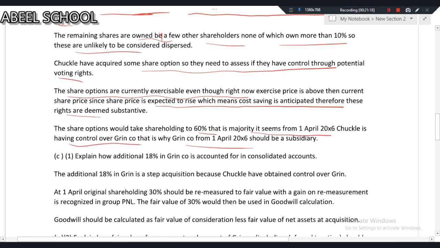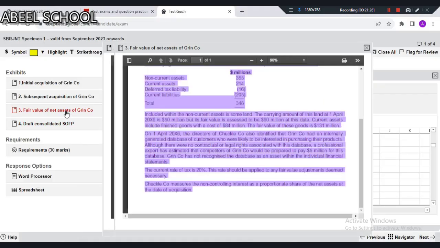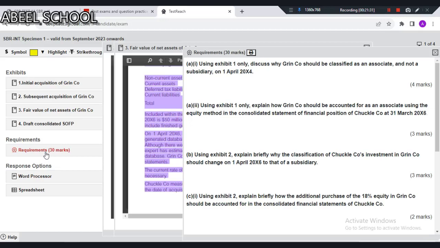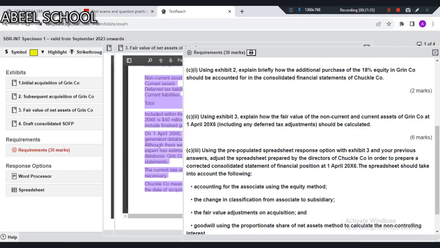Now what will be the accounting? The accounting is very simple. Let me show you the requirement. What will be the accounting now? Requirements. C2. Using Exhibit 3, explain how the fair value of non-current and current assets of Green Company at X6, including any deferred tax adjustment, should be calculated.